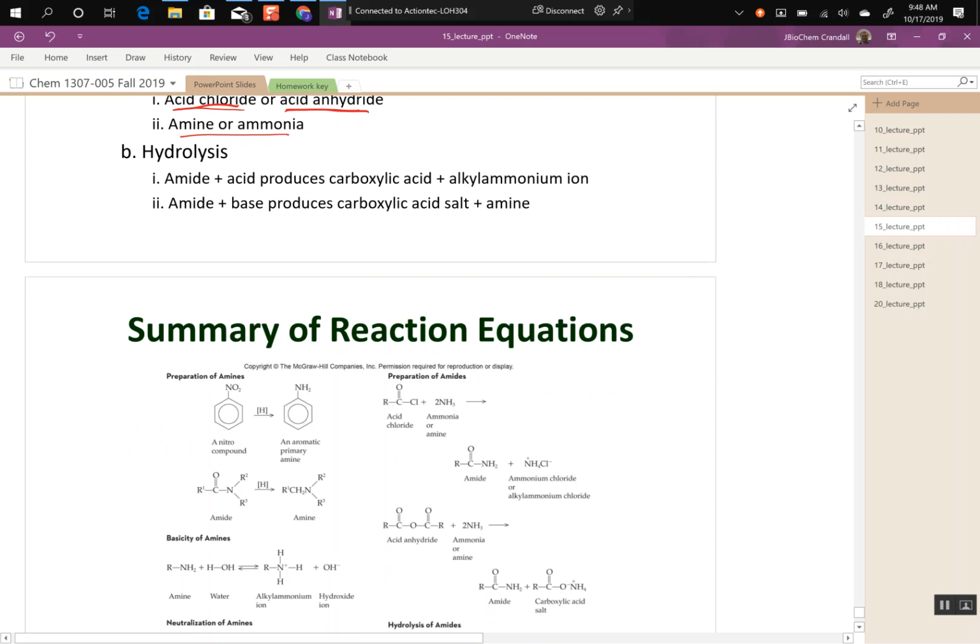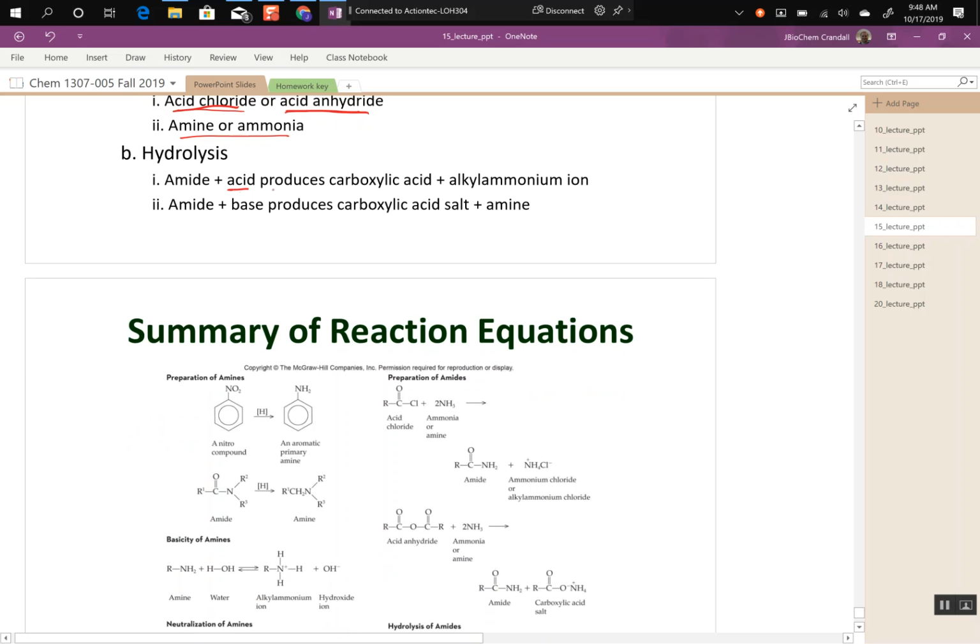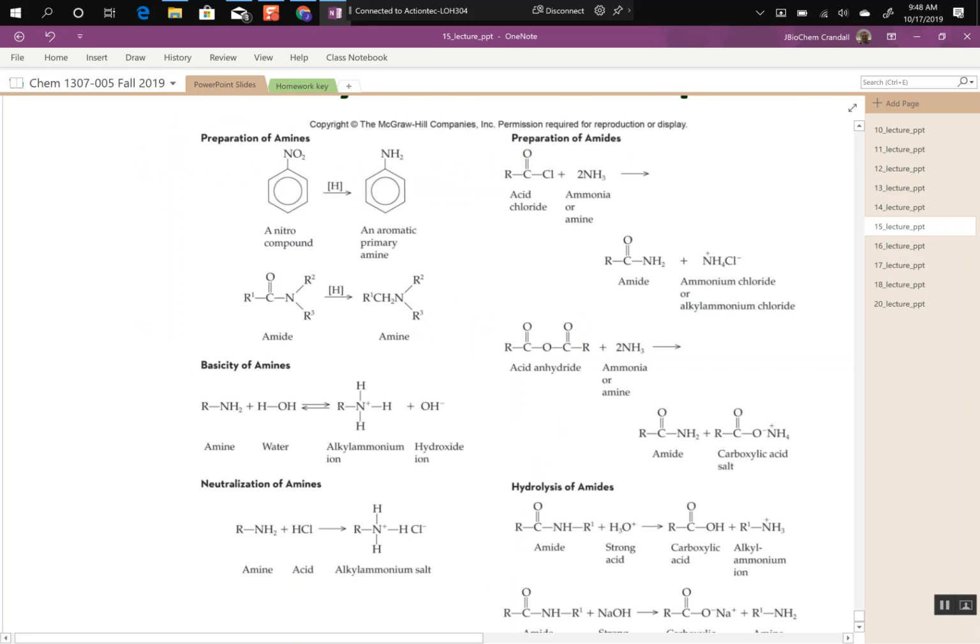Hydrolysis. In the presence of acid, you're going to produce two acids, a carboxylic acid and the ammonium conjugate of the amine, which is an acid. Okay? Also, if you react it with base, you're going to produce the conjugate base of a carboxylic acid, which is the carboxylate, and the amine, which is a base. Okay? So in the presence of acid, you make the two acids. In the presence of base, you make the two bases.